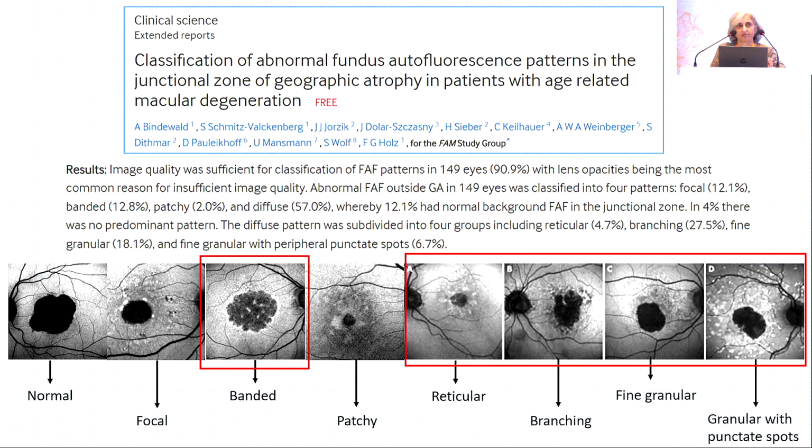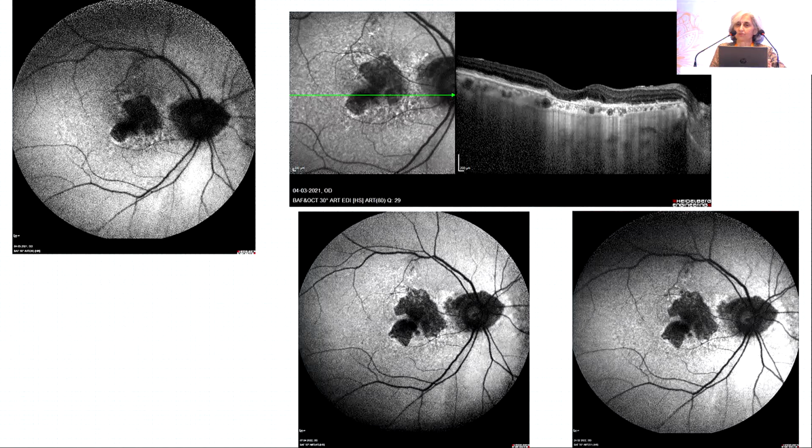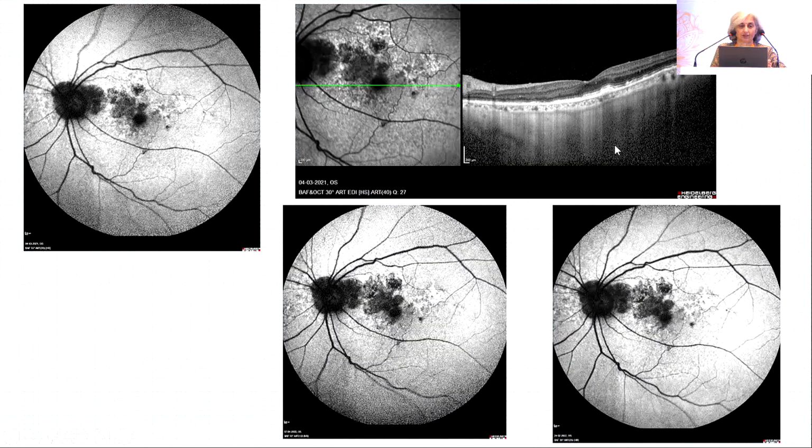Autofluorescence, we all know, is a very easy way to study atrophy, and there are various patterns of autofluorescence. The banded and reticular diffuse pattern is more likely to progress to GA. This is one of my own patients whom I'm following for a period of years. If you look at the autofluorescence pattern here, and here about 2 years later, you see that the area of autofluorescence is definitely increased, and there are some patchy abnormalities at the border, and you look at this hypertransmission on the B-scan OCT.